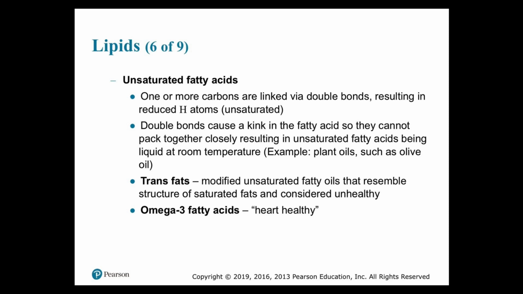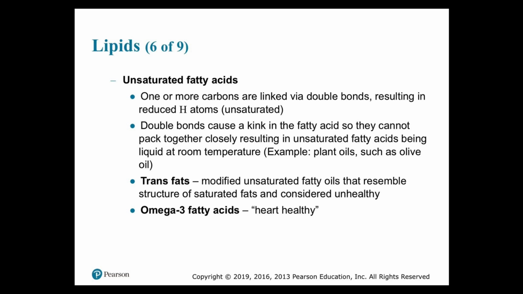In unsaturated fatty acids, one or more carbons in the hydrocarbon chain are linked via double bonds, resulting in reduced hydrogen atoms. So in unsaturated fatty acids, there are fewer hydrogen atoms. Because of that, the double bonds will cause a kink or bend in the fatty acid, so they cannot pack together closely, resulting in unsaturated fatty acids being liquid at room temperature. Examples are plant oils like sunflower oil and olive oil.